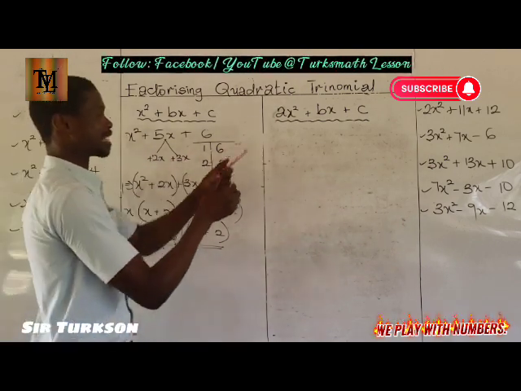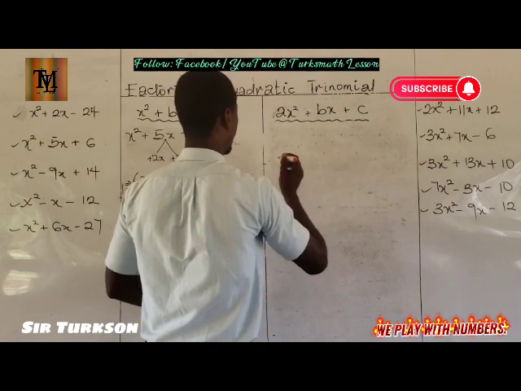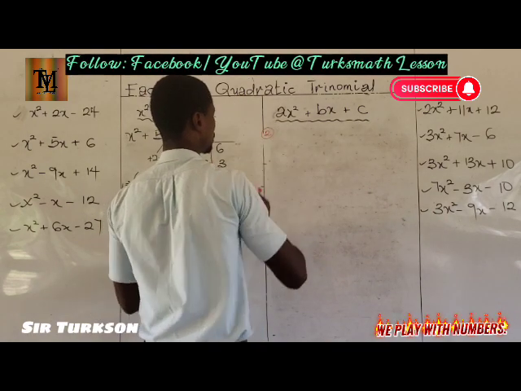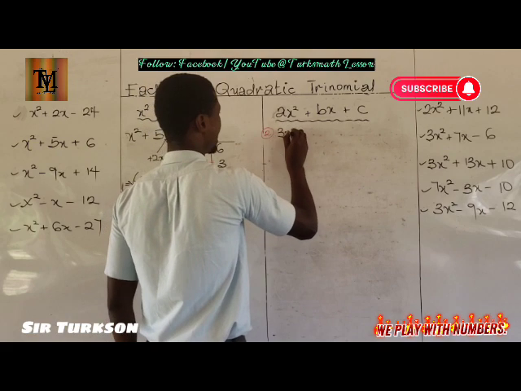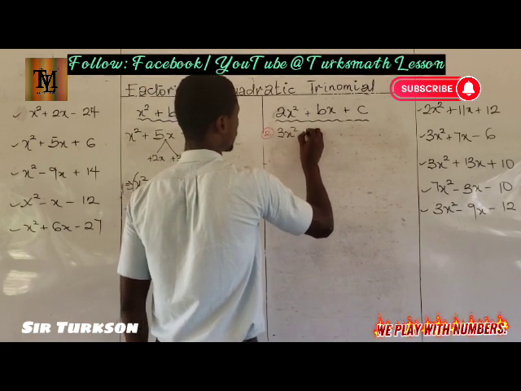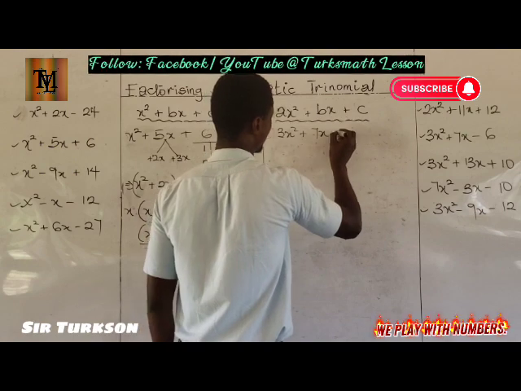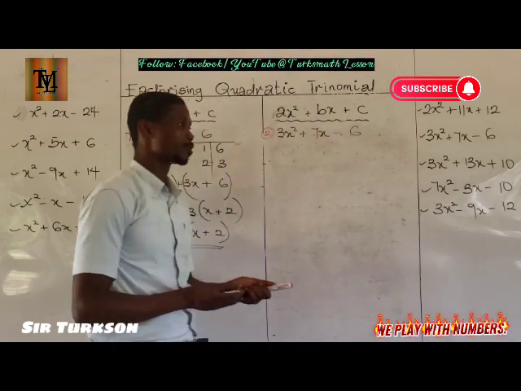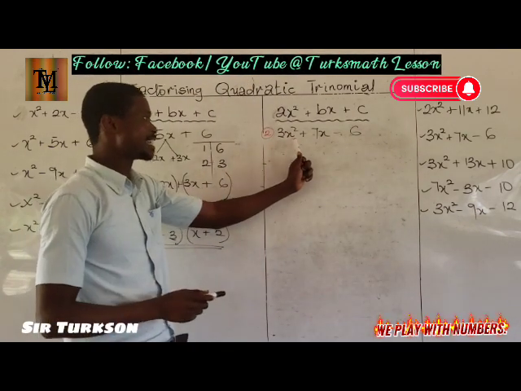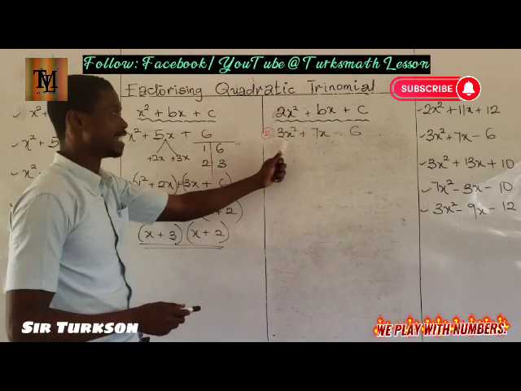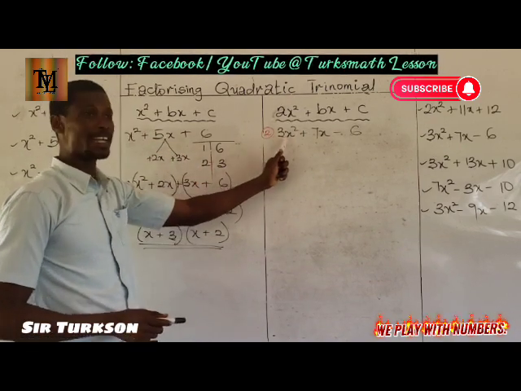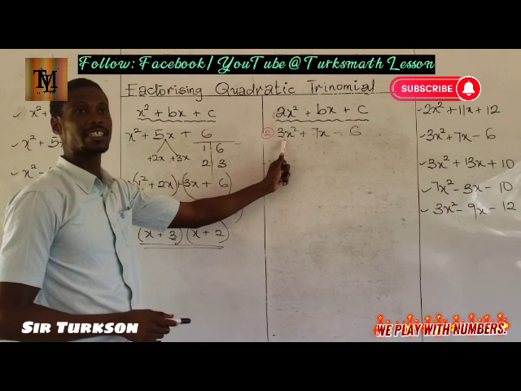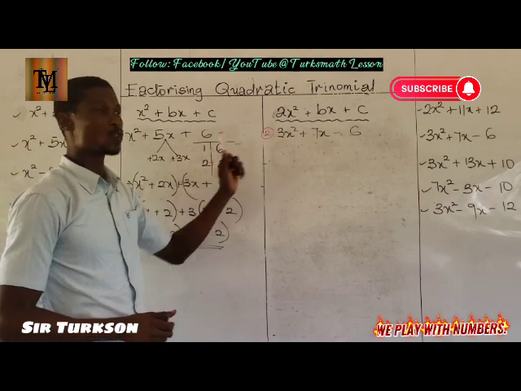Now let's go to the second form. Now one example on the second form. Give it to me. 3x squared plus 7x minus 6. So is this and this, are they the same? No. They are not the same. The x squared here is having a coefficient of what? 3. Isn't it?